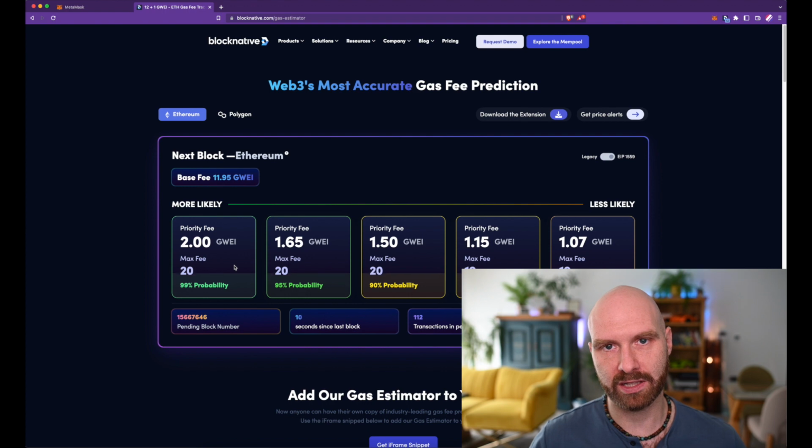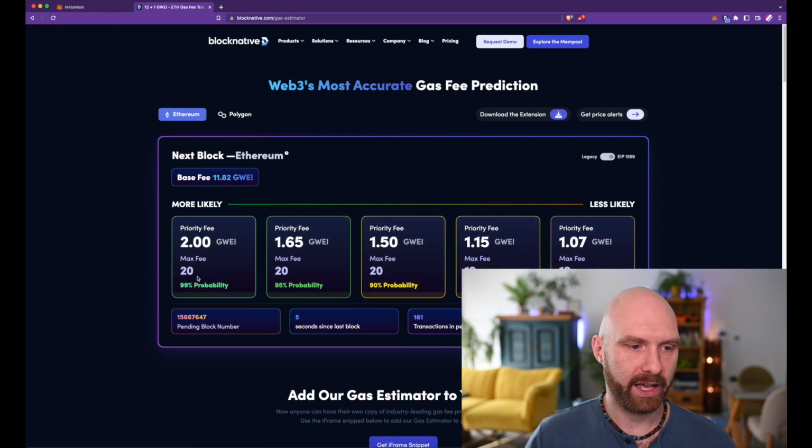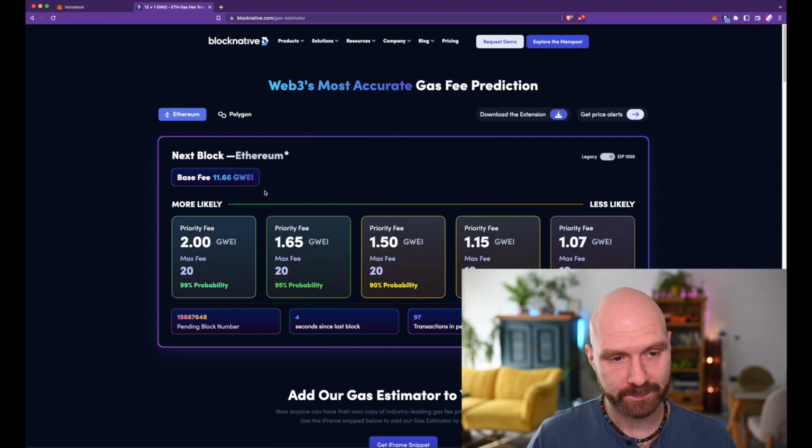So at the moment, the network is very quiet. All I would need to make sure that my transaction goes through, with 99% probability of this transaction being included in the next block, is a max fee of 20 and a priority fee of 2 Gwei, which is not much at all. It would probably be a couple of dollars, if that.